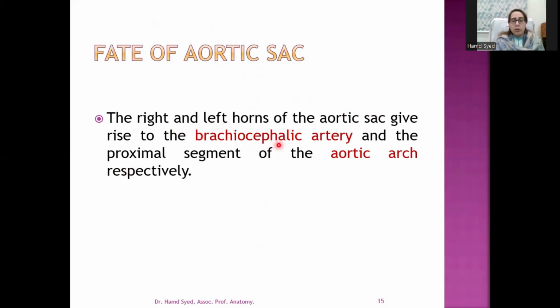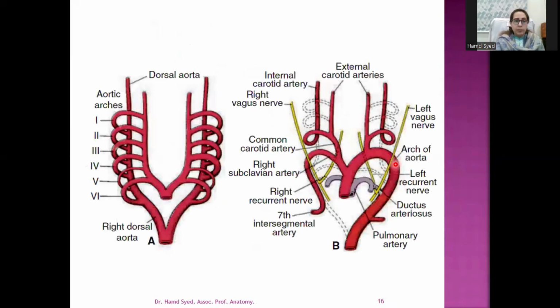The right horn will give rise to the brachiocephalic artery, and the left horn will give rise to the proximal segment of the aortic arch. So here, if we compare the basic pattern of aortic arches with the further stages of development, let's focus right now on the aortic sac, its right and left horns. You can see the right horn forms the brachiocephalic artery and the left horn forms the first portion or segment of the aortic arch.